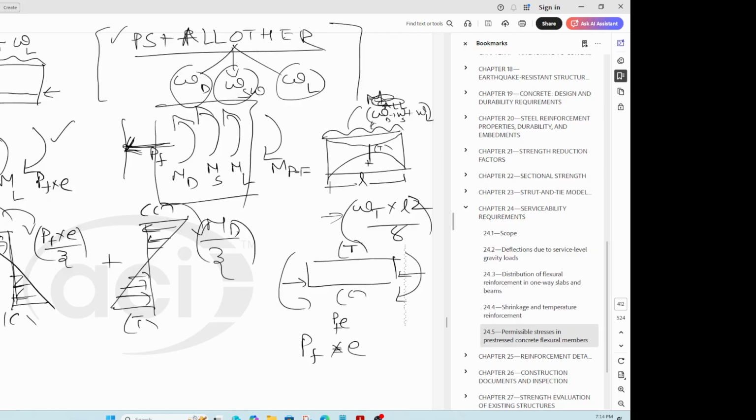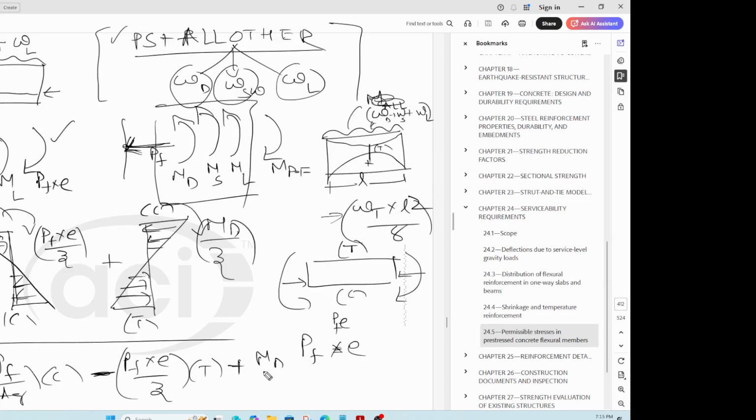Now once you have this, you can use the method of superposition to calculate your final stress. Let us say the final stress at the top fiber, right? And that value is nothing but PF by AG. We're talking about the top fiber, so that is compression. This is compression, right? Minus PF into E by section modulus. This is tension, that's why it is a minus, right? And then you have your plus M dead by section modulus, and that is a compression, correct?